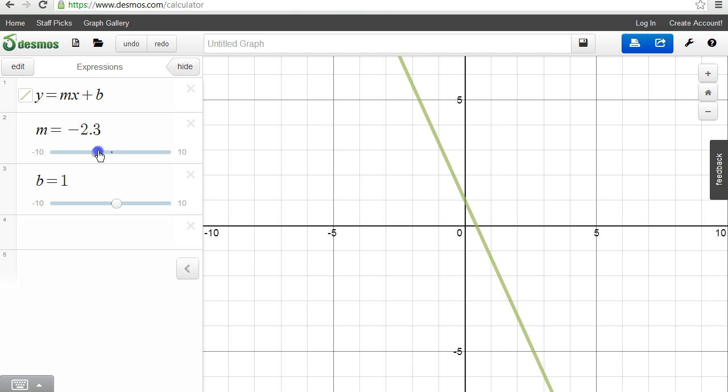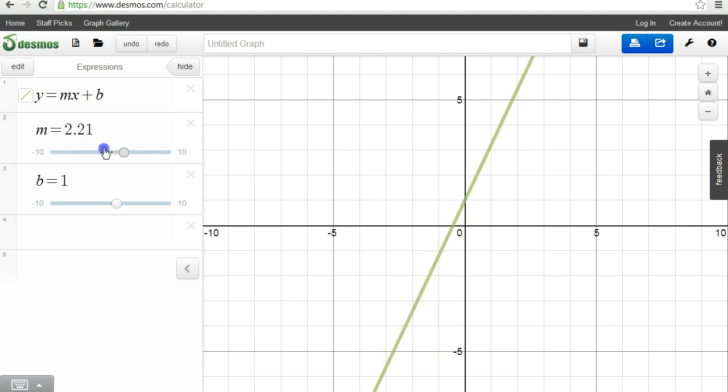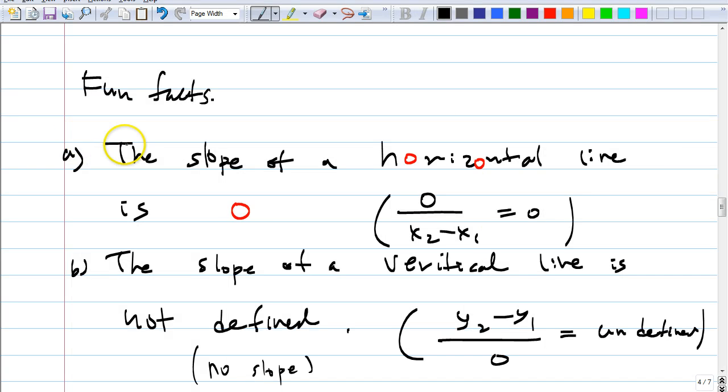Okay, and also if you increase the slope, it gets steeper. Do you see how it gets steeper? Even the negative side. Does that make sense? So those are the fun facts that I'm going to write down for you.